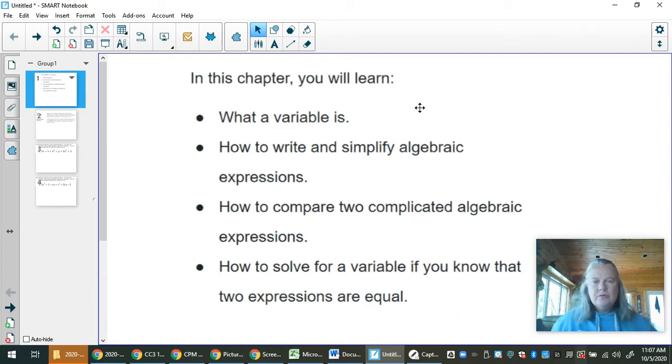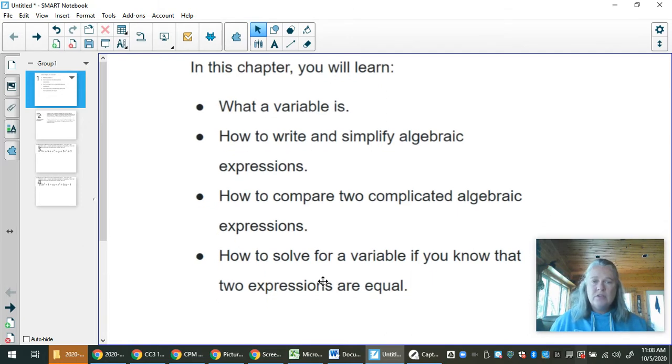So chapter 2 is about variables and how to simplify and write algebraic expressions. We're going to be comparing more complicated algebraic expressions and figuring out how to solve for the variable if we know that two expressions are equal. Now, don't freak out if you don't know what I'm talking about, because that's what we're going to be learning about.